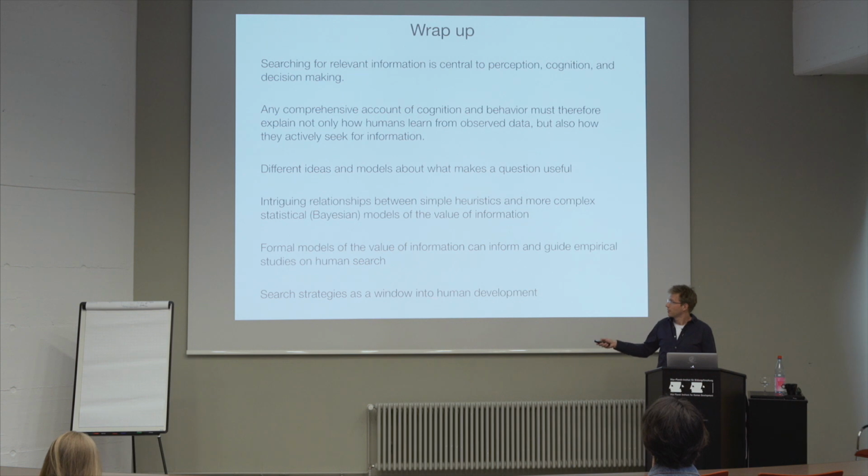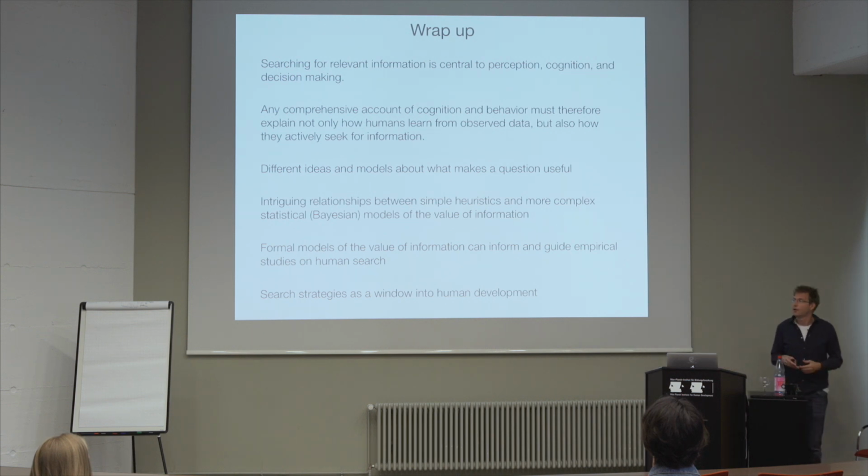And last but not least, we have search strategies as a window into human development. That's obviously a question I'm very much interested in. So how do search trajectories develop with age? What distinguishes children from adults? And what can we learn about human cognition by comparing children and adults?